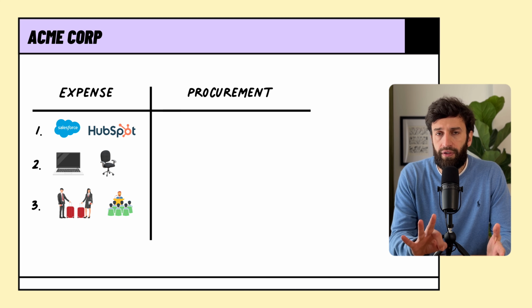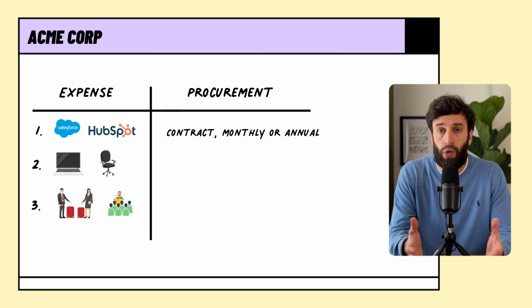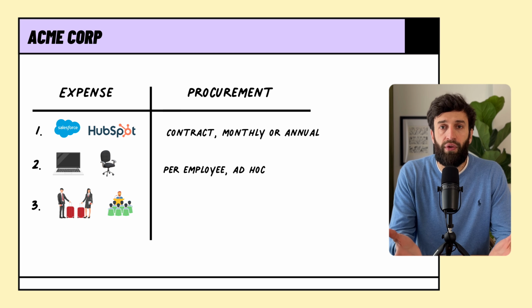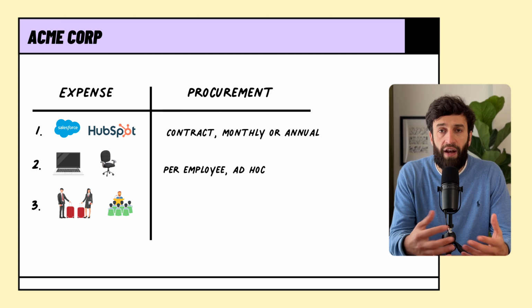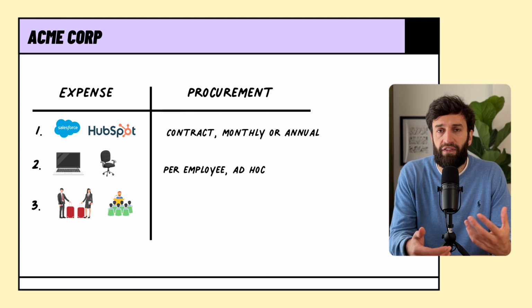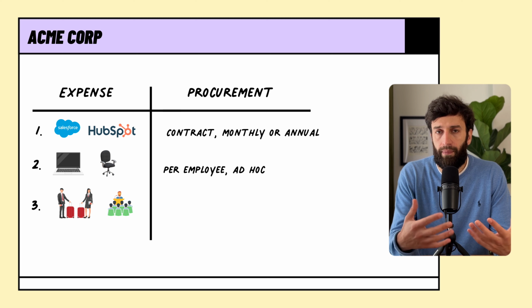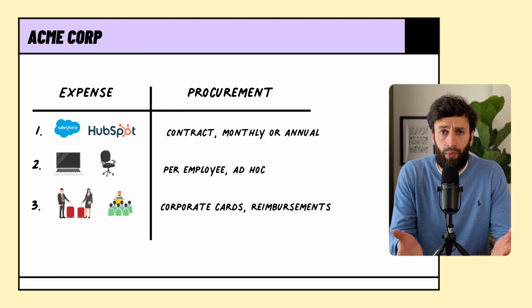Each of these different types of spending will have a different method of procurement and of paying. For example, for the software, you'd normally pay for that either through a monthly or an annual contract. For the laptops, you're probably paying every time that you onboard a new employee or one of your existing employees' laptops breaks. And for work expenses, you're probably paying for that either through corporate cards that you've issued them or through reimbursements which are submitted by your employees.